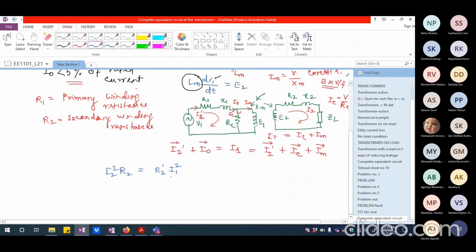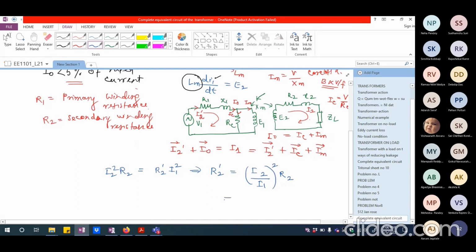So this is going to be, you can say, R2 dash from here. What is equivalent? That is seen from the primary side. The secondary resistance seen equivalently from the primary side. That will be equal to I2 divided by I1 the whole square multiplied by R2. R2 is the actual physical resistance of the secondary winding. And R2 dash is the equivalent resistance seen from the primary side.